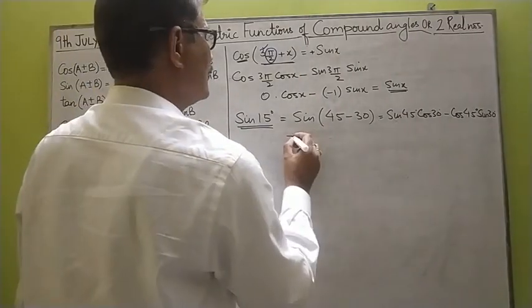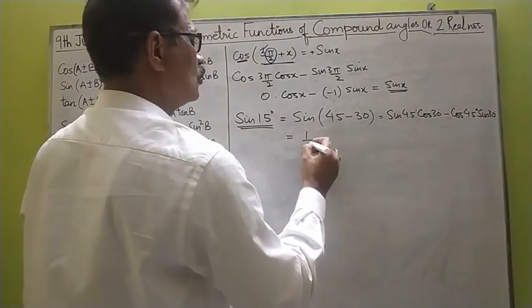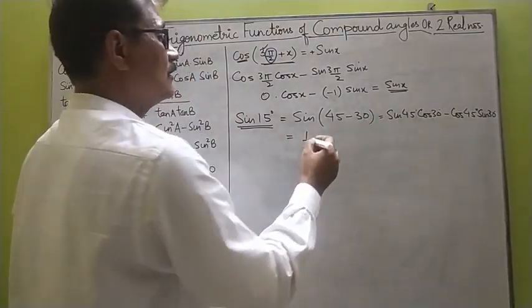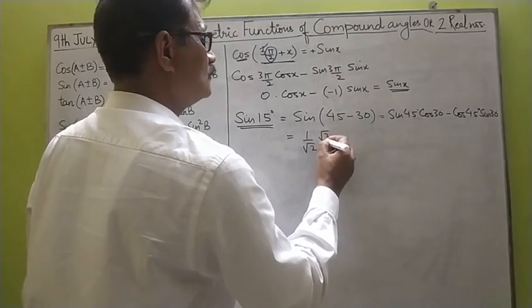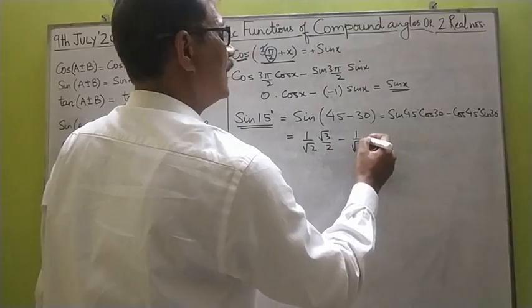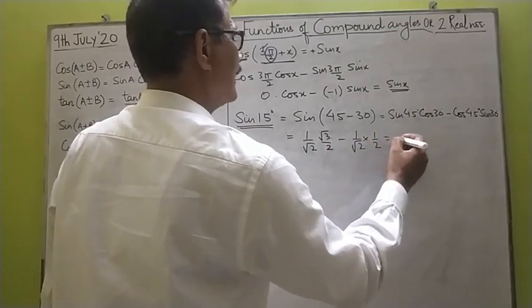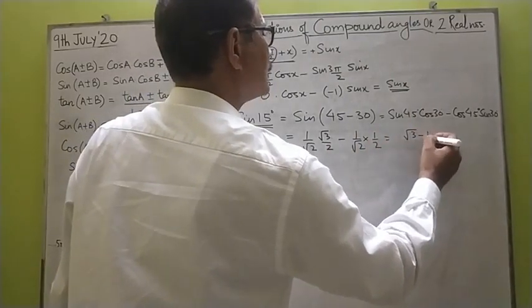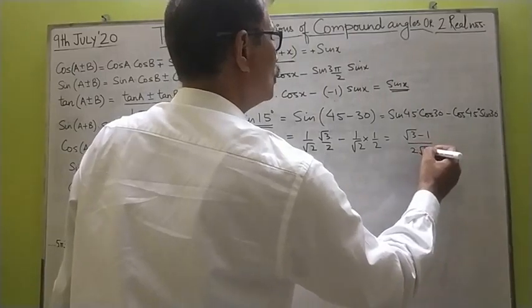Now, substituting the values, sin 45 is 1 by root 2, cos 30 is root 3 by 2, minus cos 45 is 1 by root 2 and sin 30 is half. So what do you get? We get root 3 minus 1 upon 2 root 2 for sin 15.